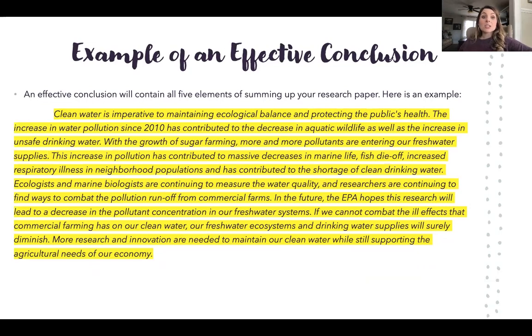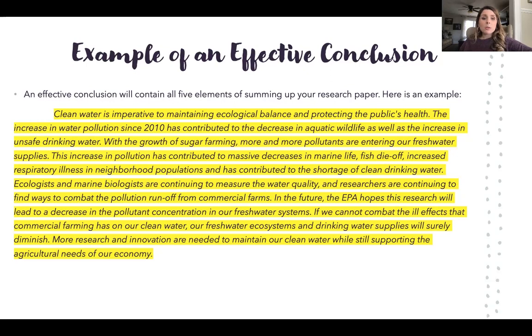Now let's look at an example of an effective conclusion. This contains the 5 elements summing up your research, and here is an example. Clean water is imperative to maintaining ecological balance and protecting the public's health. Very clearly, we see the thesis statement is right there at the beginning.